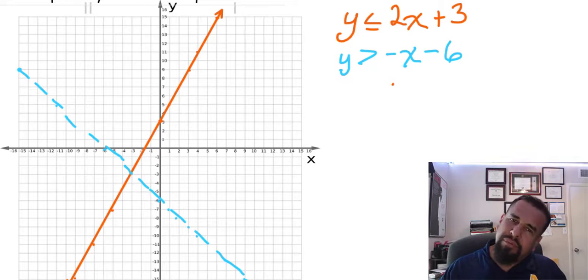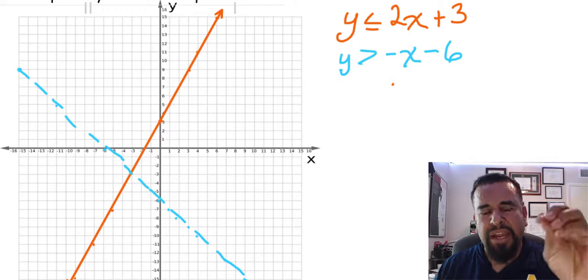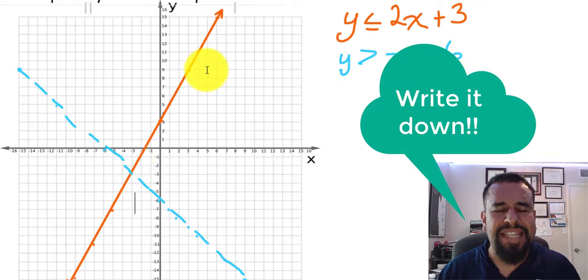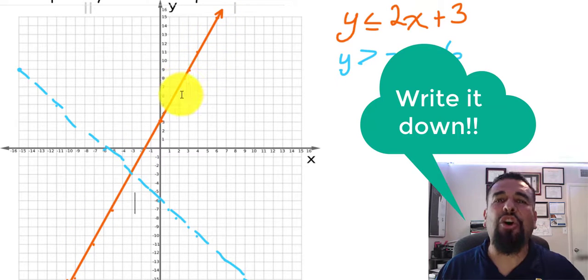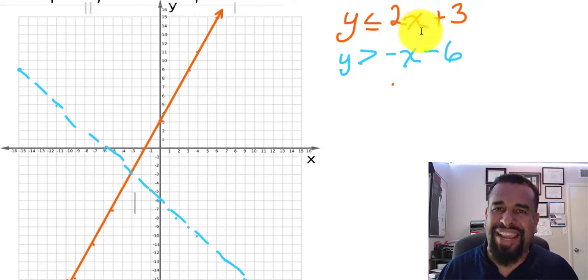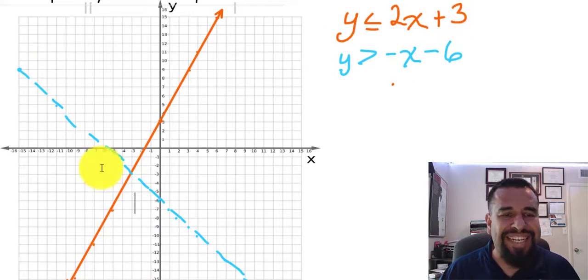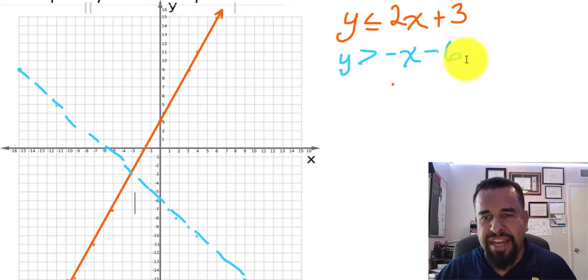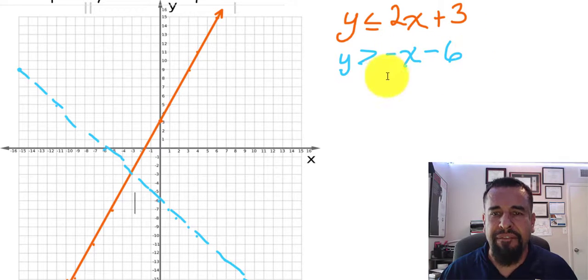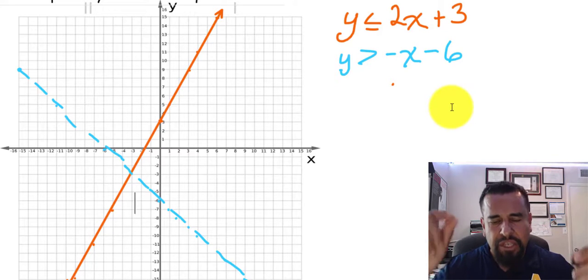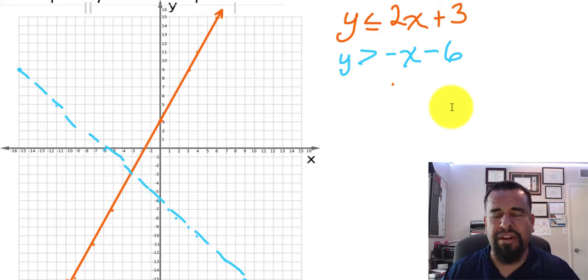Now, before I proceed, let me tell you what this means. When I have a solid line, it means that the values that my line crosses are included in part of the solution to my inequality. When I have a dashed line, that means that the values that I'm crossing are not included in the solution. Okay? So make sure you make a note of that, write that down so you don't forget it. That's very important information.